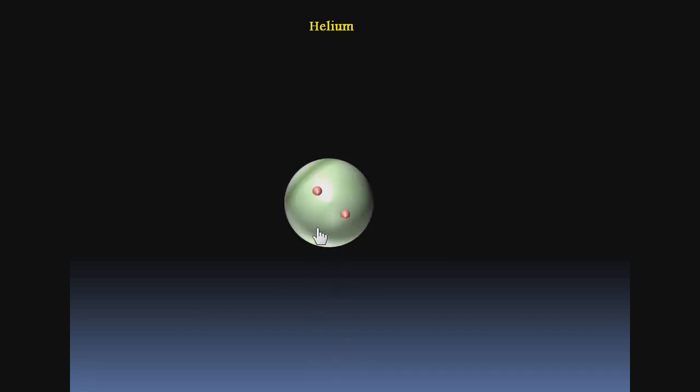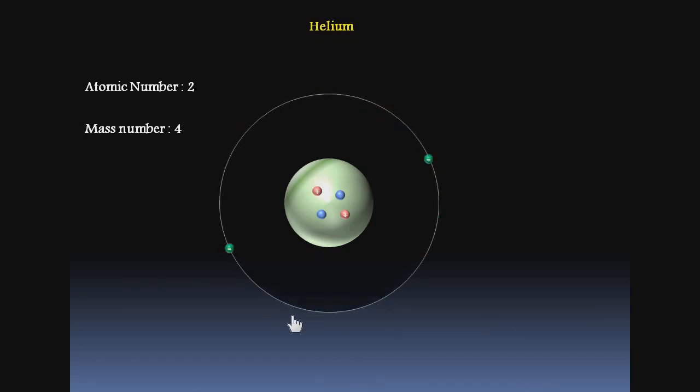The second element is helium. Helium has 2 protons and hence its atomic number is 2. It has 2 neutrons, so mass number is 4 because we have 4 nucleons. It has 2 electrons revolving around the nucleus in the K shell or first shell. The valency of helium is 0.